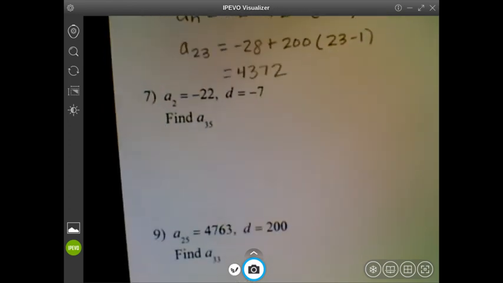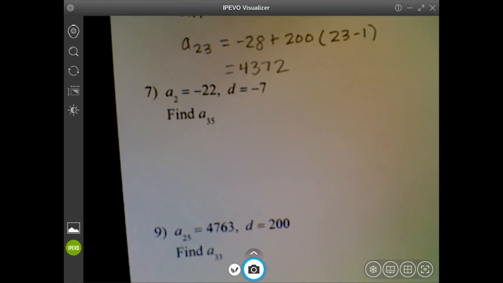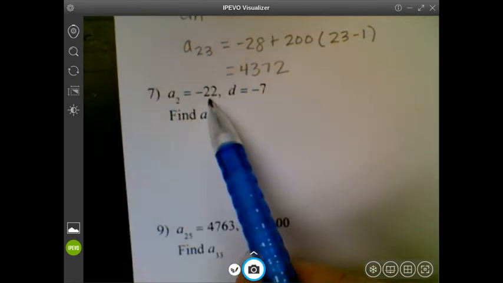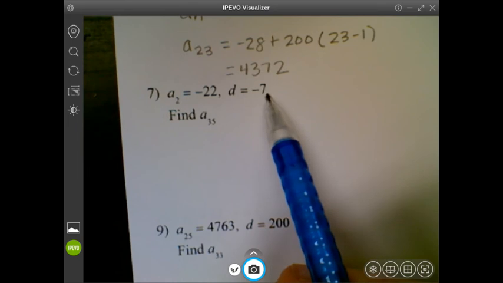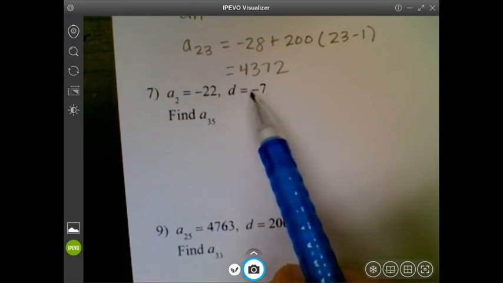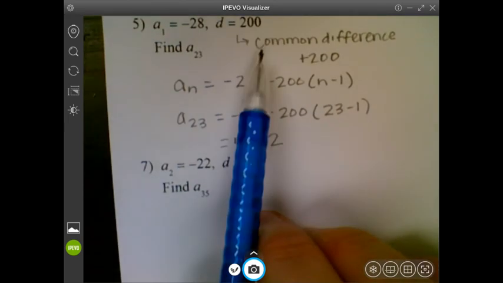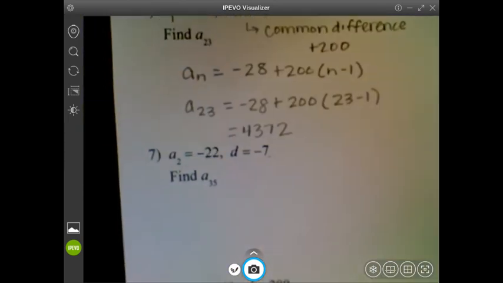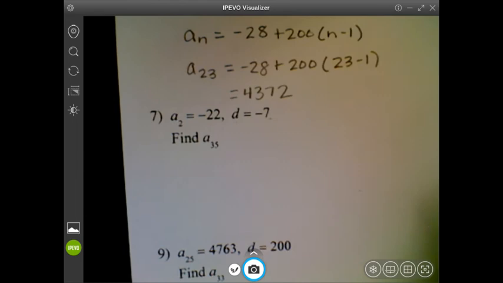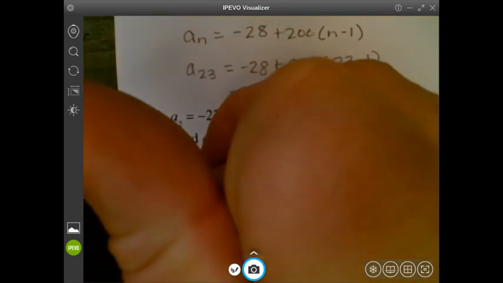All right, here is your next one. A sub 2, that's a huge difference, isn't it? Because now it's no longer a sub 1, it's a sub 2 is negative 22. D is negative 7, so that means that we're subtracting 7. It's the same as this last problem where it was the common difference and it told us what we were adding or subtracting. So we're subtracting 7 and we need to find the 35th term.